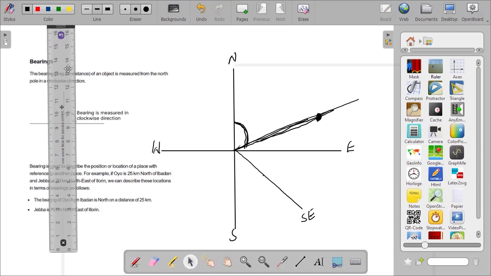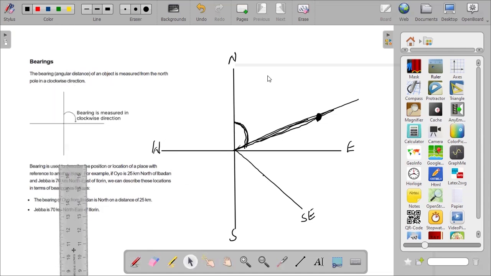So every other point is measured in relation to the North Pole. So the angular measurement or the angular distance from the North Pole to every other point represents the bearing of that point. For example, bearing is used to describe the position or location of a place with reference to another place. For example, if Oyo is 25 kilometers north of Ibadan and Jeba is 70 kilometers northeast of Ilorin, we can describe this location in terms of bearing as follows.